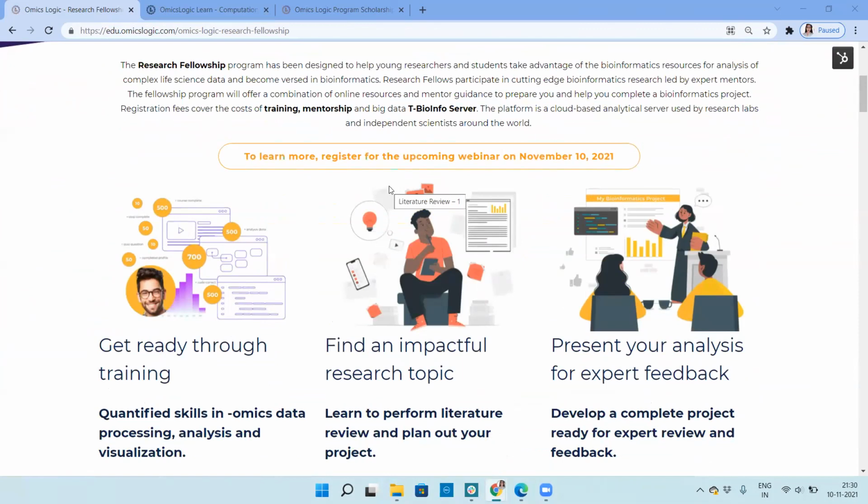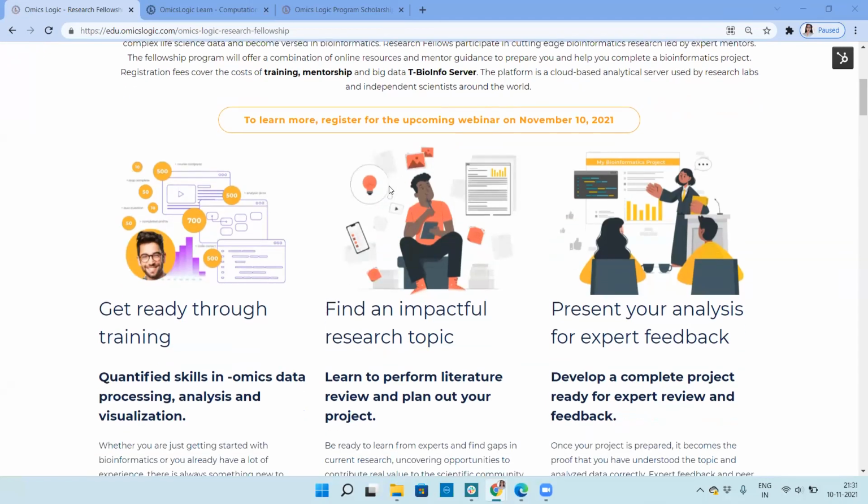And today we discussed these 3 steps in greater detail. That is, you are going to get ready through training, then find an impactful research topic and present your analysis for expert feedback. The 3 major outcomes of the research fellowship program could be either a literature review, or presenting your research work in a poster presentation competition maybe. And the third one is definitely publishing your research work in reputed journals.